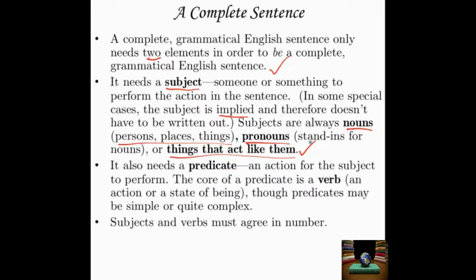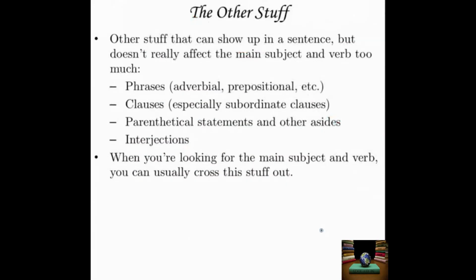The other thing that a sentence needs is what's called a predicate, an action for the subject to perform. The core of a predicate is a verb, which is a word that indicates an action or a state of being, although predicates may be simple or quite complex. So predicates can be very short, they can be very long, but they always have to have a verb and they have to say what the subject of the sentence is doing. And here's a really important thing: subjects and verbs in English in the same sentence must agree in number. If you have a singular subject, you need a singular verb. Plural subject, plural verb.